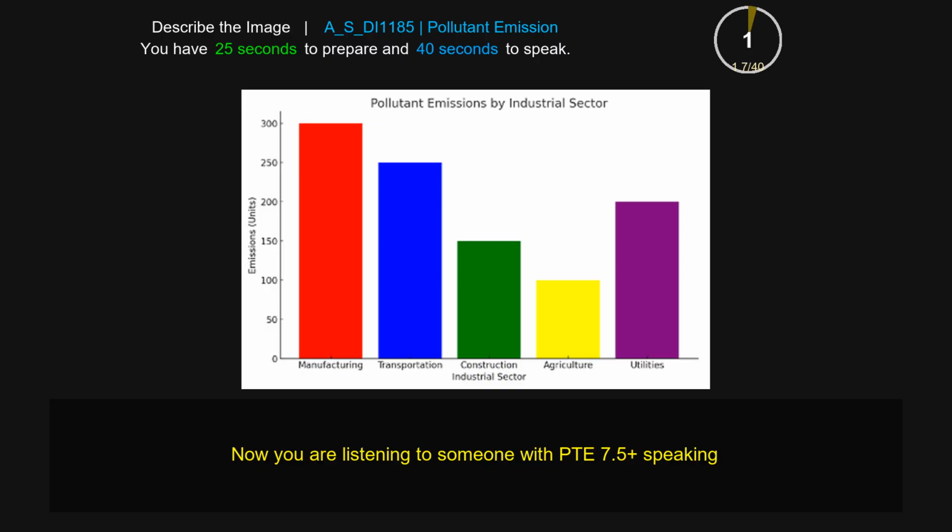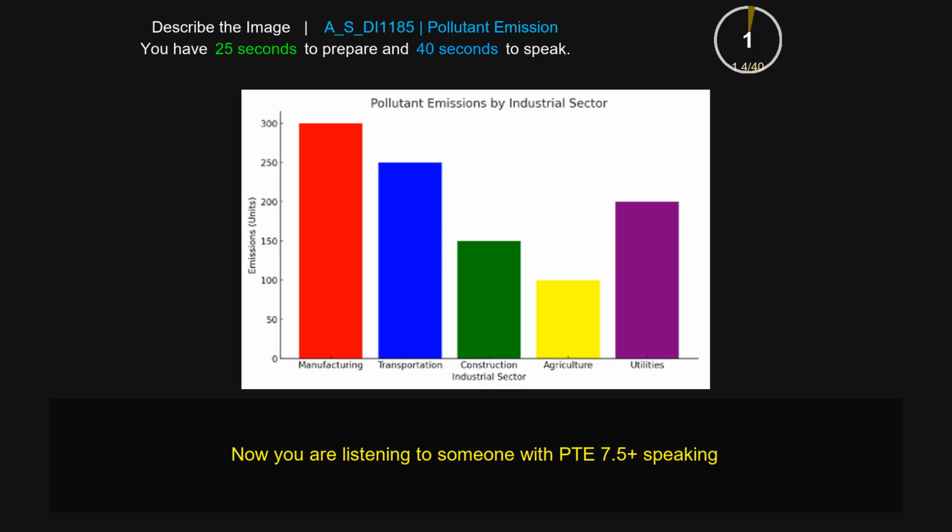In this picture, we get to see a bar chart which talks about the pollutant emissions by industrial sector. In the x-axis, we get to see the different sectors, which are manufacturing, transportation, construction, industrial sector, agriculture, and utilities. In the y-axis, we get to see the estimates in units starting from 0 to 300. We get to see manufacturing has the major numbers, which is at 300, and the least is at agriculture. The close second is transportation at around 250. We get to see and understand how the pollutant emissions are happening by industrial sector.